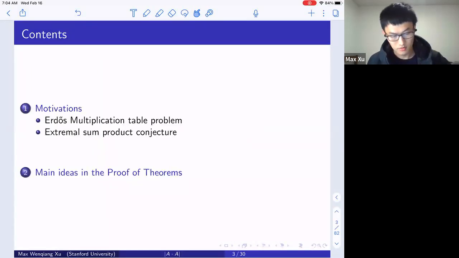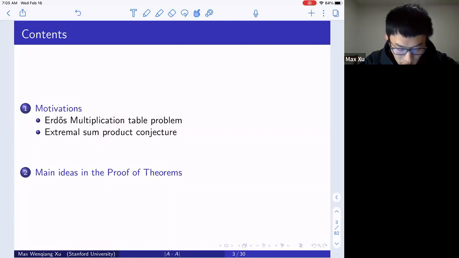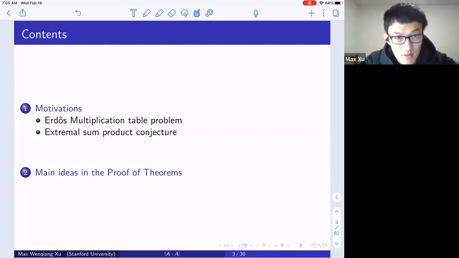Okay, so the talk will begin with some motivations. I will introduce two fairly famous problems in number theory and additive combinatorics. And then I will mention some main ideas in the proof of our theorems.